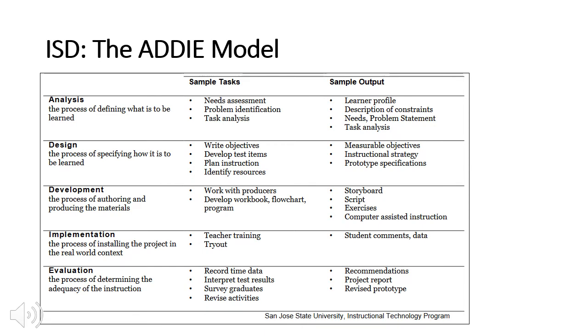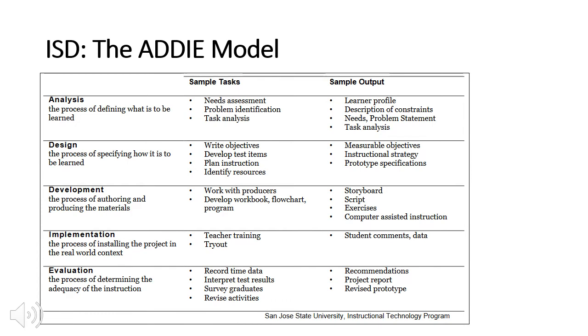When the beta version of the product has been developed, then we will implement the product with the real users. So this is what happens in the implementation phase, the process of installing the project in a real-world context. Tasks that will be covered in this phase are teacher training and try out, or more on pilot testing of the product, and the student comments and data output come from this phase.